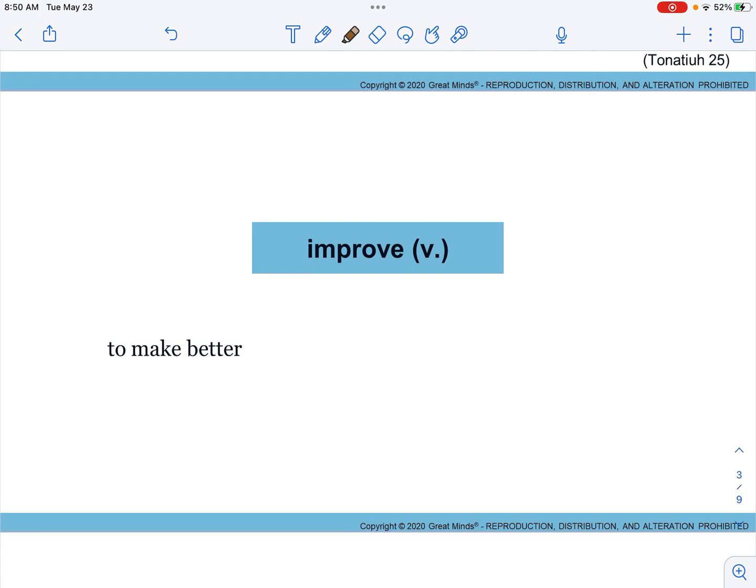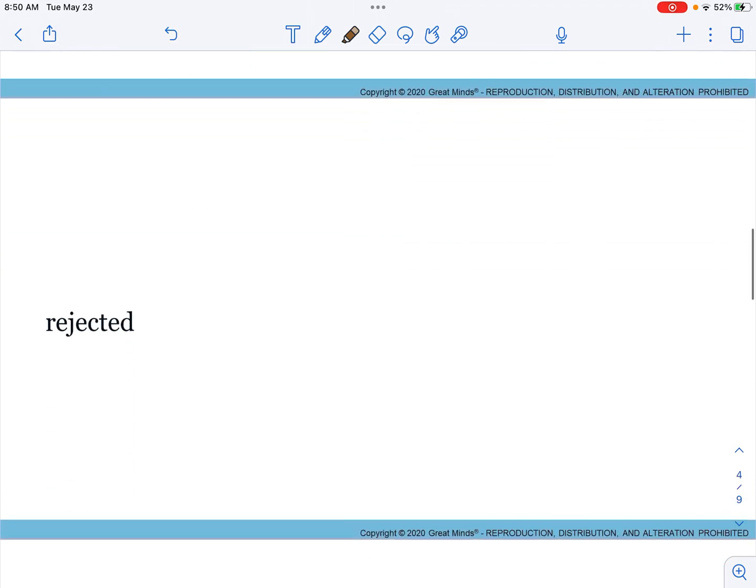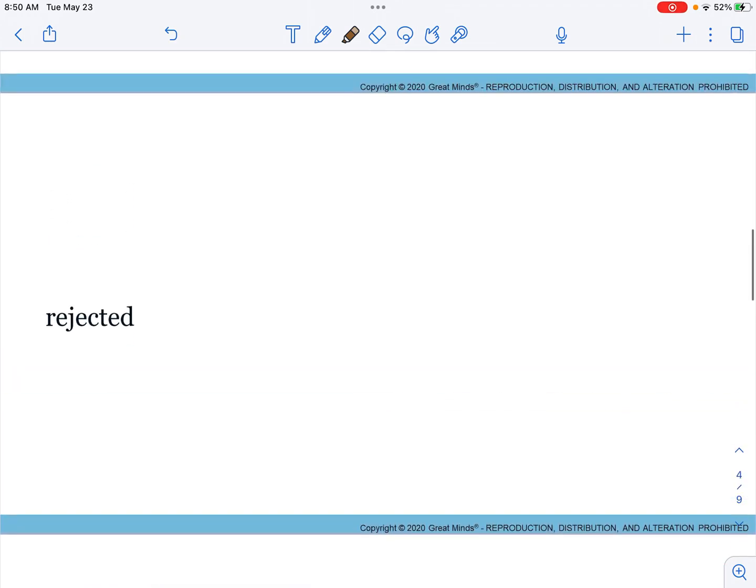So we looked at what part of speech improve is. We said it's a verb. We thought about a word or phrase that we could substitute in the sentence and asked ourselves, does this make sense? And we thought about what was happening in the story. We also looked for clues around the word in the text. Let's try this again with another word. We're going to look at the word rejected.